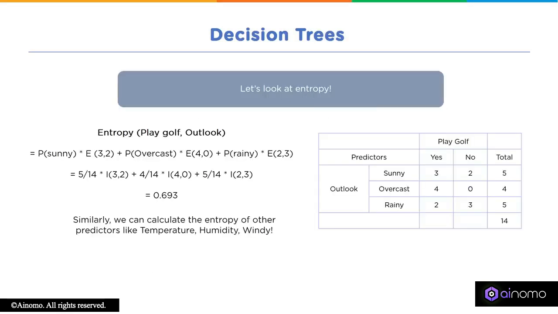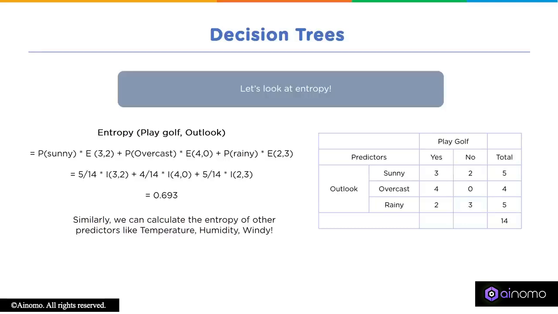And just like we calculated the entropy for the whole set, we can also calculate entropy for playing golf and the outlook. Is it going to be overcast, rainy, or sunny? So when we look at the entropy, we have P of sunny times E of 3, 2. And that just comes out to how many sunny days yes and how many sunny days no, over the total, which is 5. Don't forget, we'll divide that 5 out later on. Plus P of overcast times E of 4, 0, plus P of rainy times E of 2, 3.